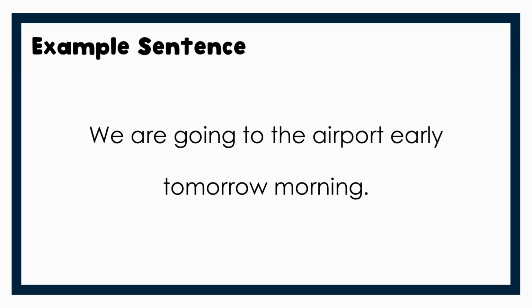An example sentence would be, we are going to the airport early tomorrow morning. Our subject is we, and our linking verb is are. Are connects we to the predicate, going to the airport early tomorrow morning.